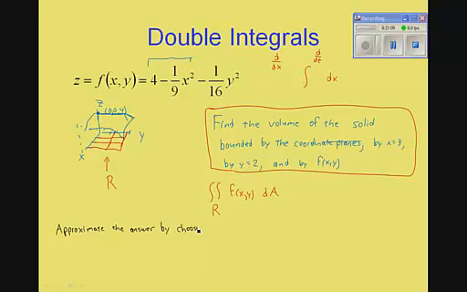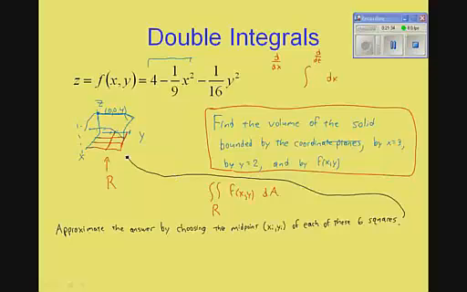By choosing the midpoint, I'll call it (xi, yi), of each of these six squares. Okay. So I'm going to take the midpoint of each of those squares. What do you think I'm going to do then? Yes. So I want to compute basically f of each of those, right? And then what?